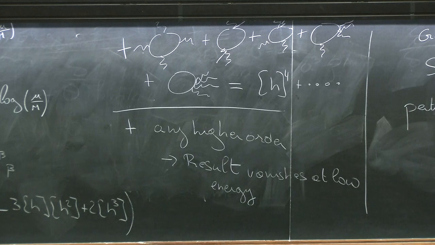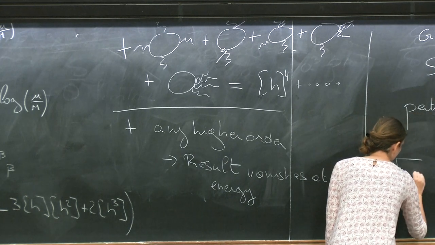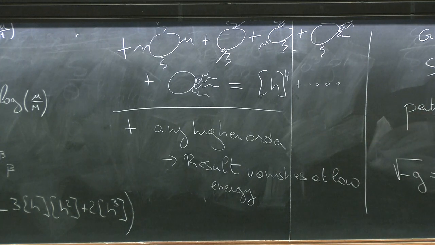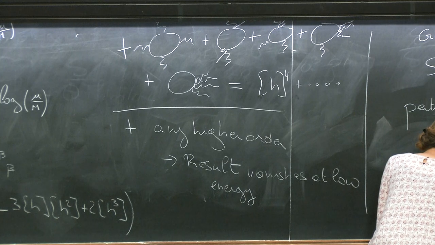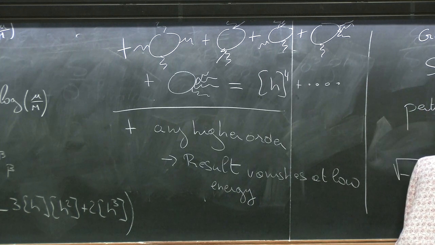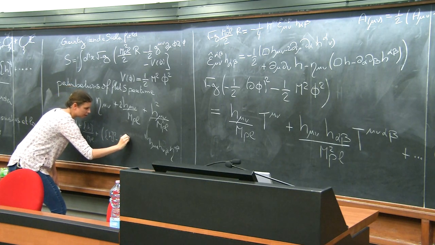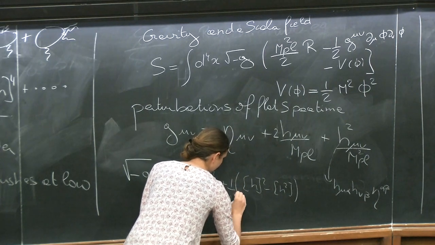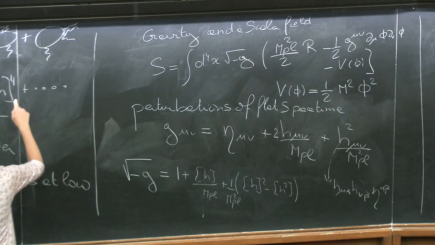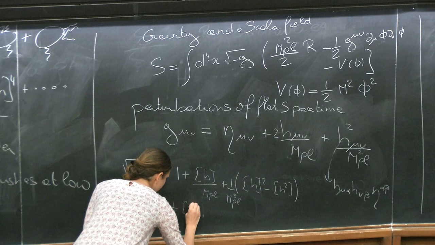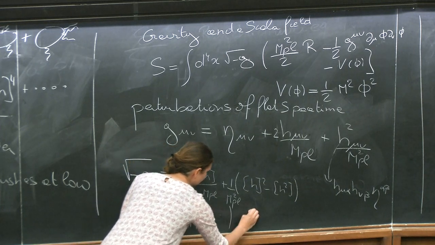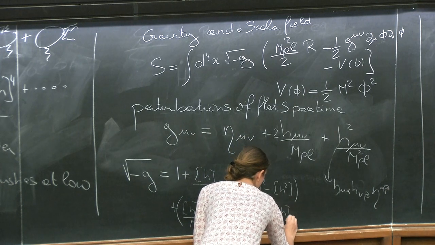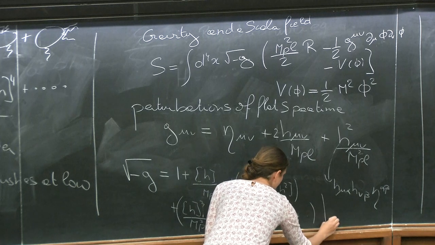So if you are working in that language, to all orders in H, what is square root minus G? You could check it out, but it's 1 plus the trace of h of m Planck, plus the trace of h squared minus h squared of m Planck squared. Then you have exactly that cubic interaction. Then you have a quartic contribution, and then that's it. It stops at that order. At cubic order, and then something at quartic order. And then it stops.